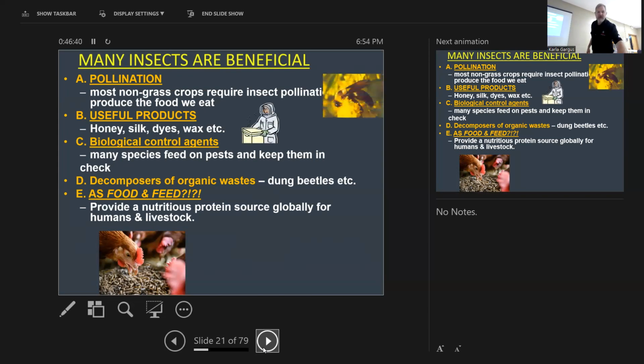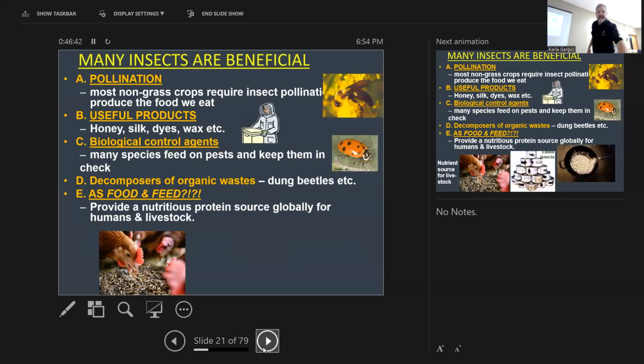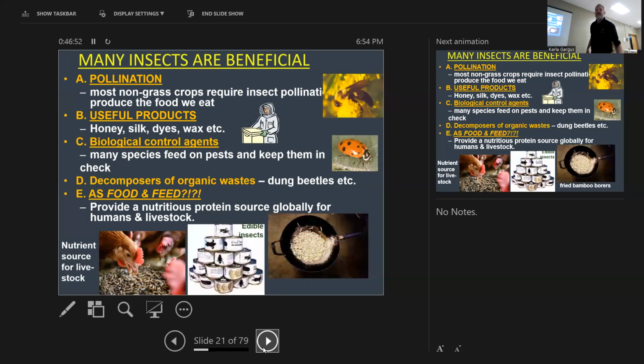Biocontrol agents. I'm sorry, I'll just do all these pictures. Things like lady beetles, things that feed on these pest species that we might have trouble with otherwise. Decomposers, the dung beetles, and then as food and feed.